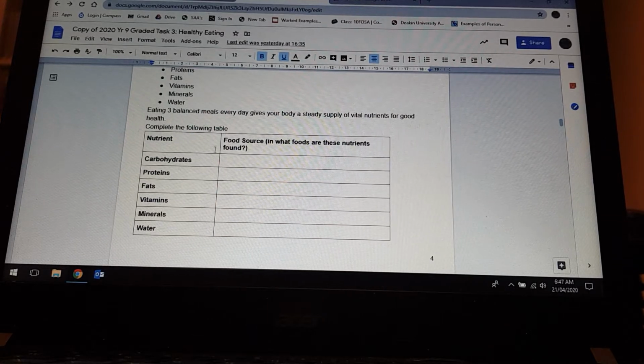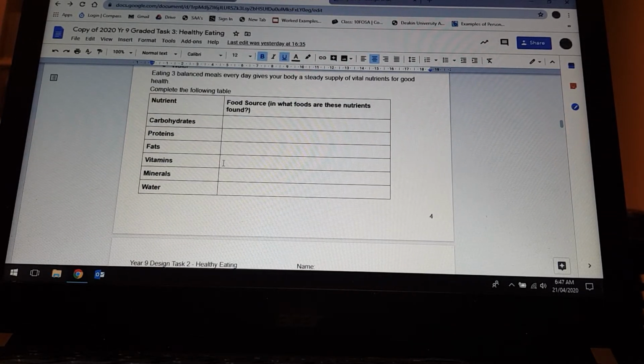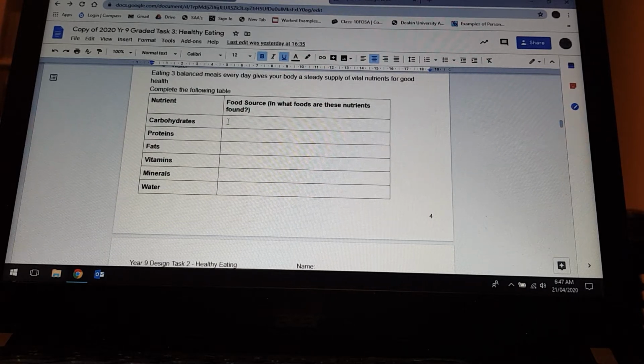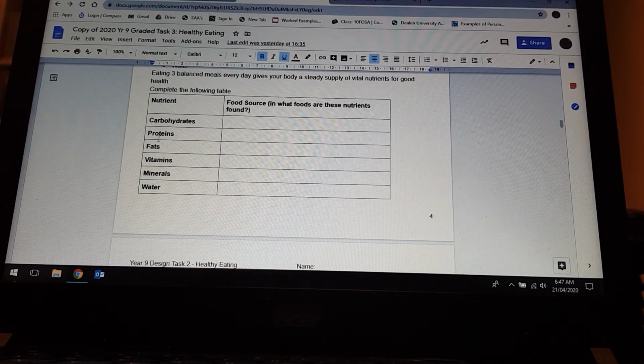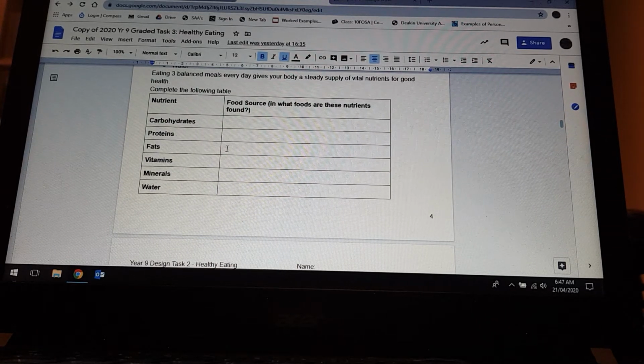Complete the following table. What I would like you to do, and some of you will have remembered this information from health class, is if the nutrient is a carbohydrate, where do we find carbohydrates? In what foods are carbohydrates rich? In what foods are proteins rich? In what foods are fats found? In what foods are vitamins, minerals, and water found? So you're just going to make a list of the food sources that these nutrients are found in, okay? And then complete the table.